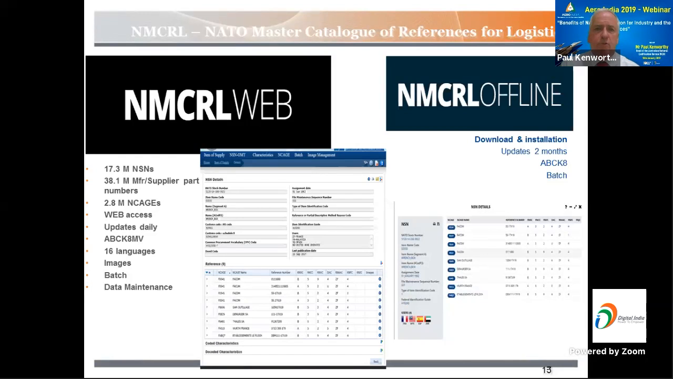The NMCRL web is available for industry. A single license costs about 72,000 rupees. And for instance, 1 to 5 licenses, a multi-use license, costs about 92,000 rupees. Next, please.